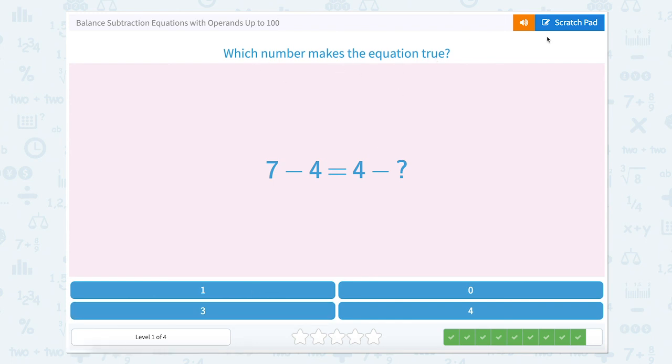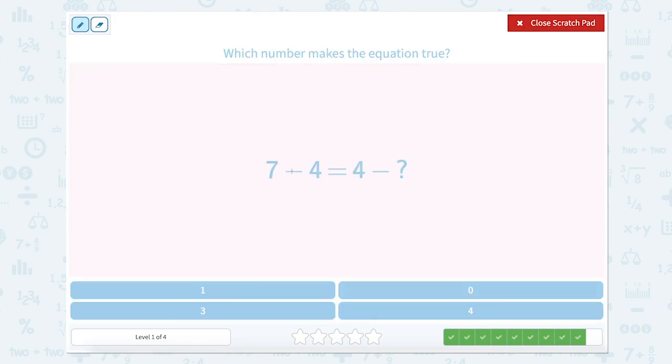So which number makes the equation true? Let's use our scratch pad one last time. 7 minus 4 on the left and 4 minus something on the right. So 7 minus 4 equals 3, which equals 4 minus something. So since we already know the total, we could reverse this and say 4 minus 3 equals something. Well, 4 minus 3 equals 1. So 4 minus 1 equals 3.